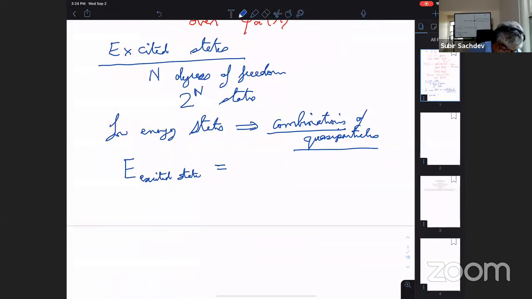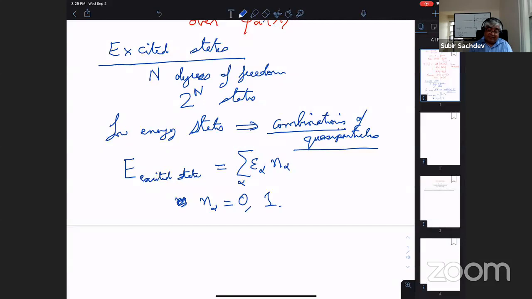So what we'll say is that there's some set of energies, which we call E alpha, which are single particle excitations, and we're going to sum over alpha. And then we'll put an n alpha here, telling us whether that particular orbital or state is occupied or not. So n alpha equals, let's say these are fermions, 0 and 1. Okay, and we can think of at least the low energy state as simple occupations of these single particle states, which we call quasi-particles.